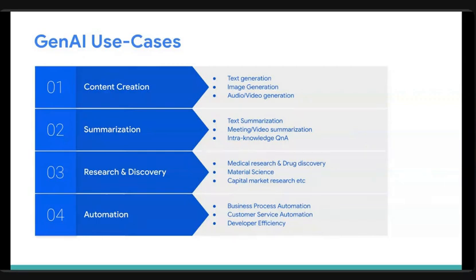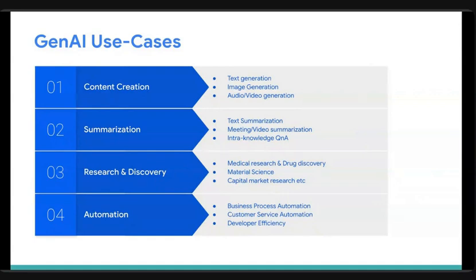The third use case is research and discovery. GenAI can accelerate research in various fields by generating new drug candidates and predicting their effectiveness. It can design new materials with specific properties. It can identify patterns and insights in large data sets for data analysis.